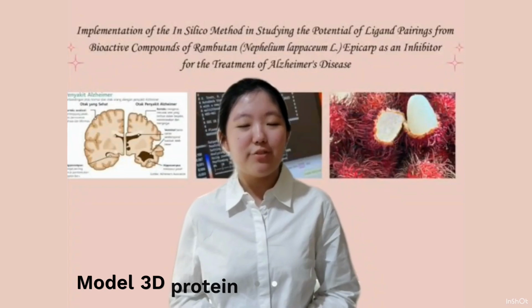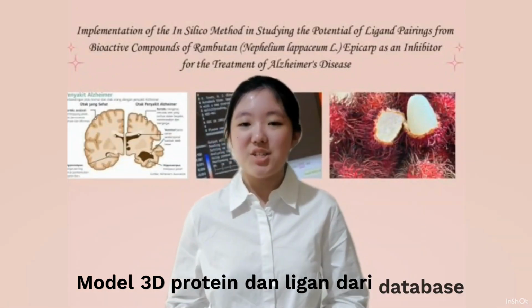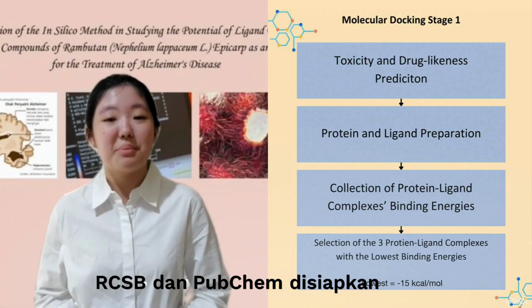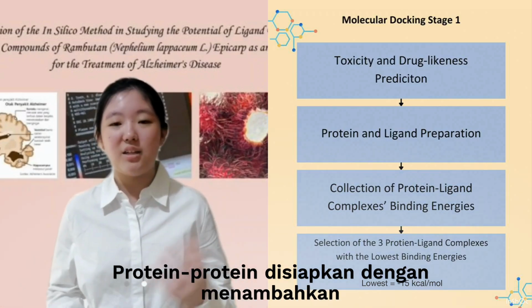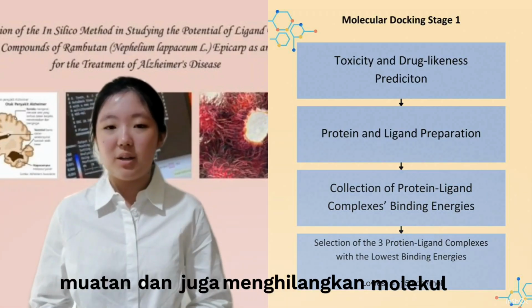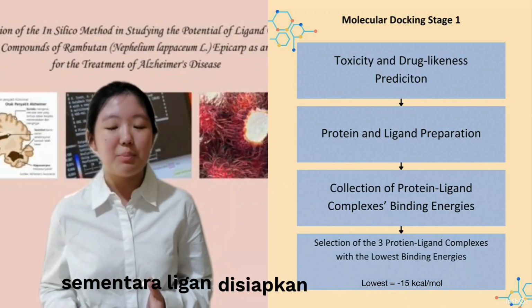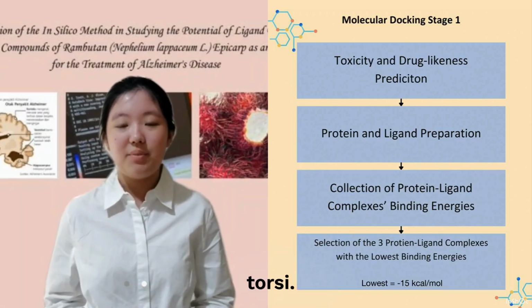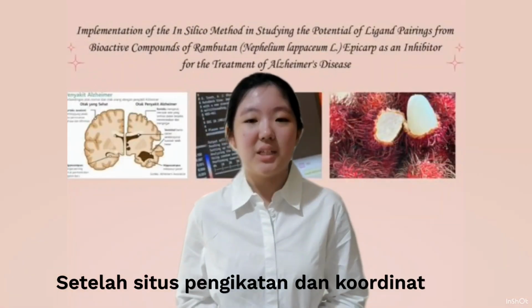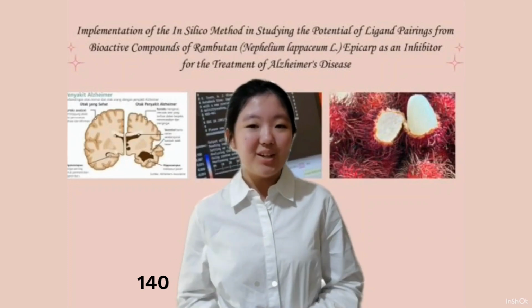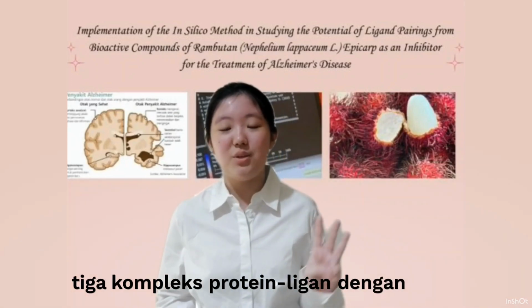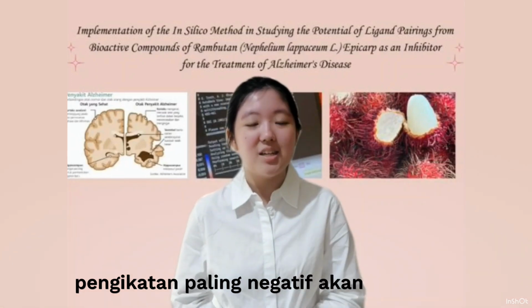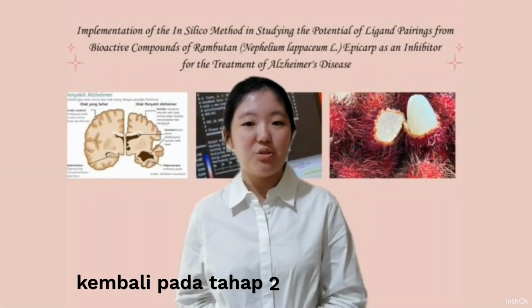The 3D models of the proteins and ligands from the RCSB and PubChem databases are prepared in AutoDock Tools. The proteins are prepared by adding charges and removing water molecules, while the ligands are prepared by setting up torsions. Once the binding site and center coordinates have been defined, the 140 complexes are docked, and the 3 protein ligand complexes with the most negative binding energies will be used again in stage 2 of molecular docking.